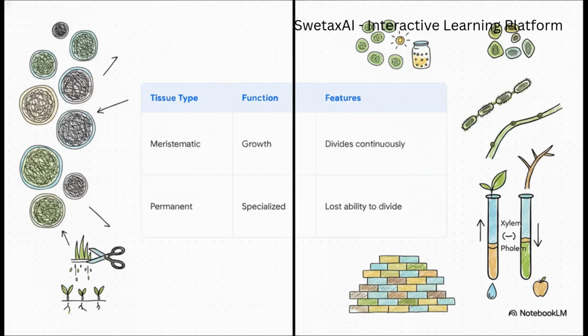But on the other hand, we have permanent tissue. These are the cells that have essentially graduated. They lose that ability to divide and instead specialize permanently to keep the plant alive. You've got simple permanent tissues like parenchyma for photosynthesis and storage, collenchyma for flexibility, and sclerenchyma, which is actually made of dead cells to provide really hard structural support. Then you have complex tissues, specifically the xylem to transport water and minerals way up from the roots, and phloem to transport food throughout the plant. It's this massive, coordinated effort between constant growth and permanent specialization.